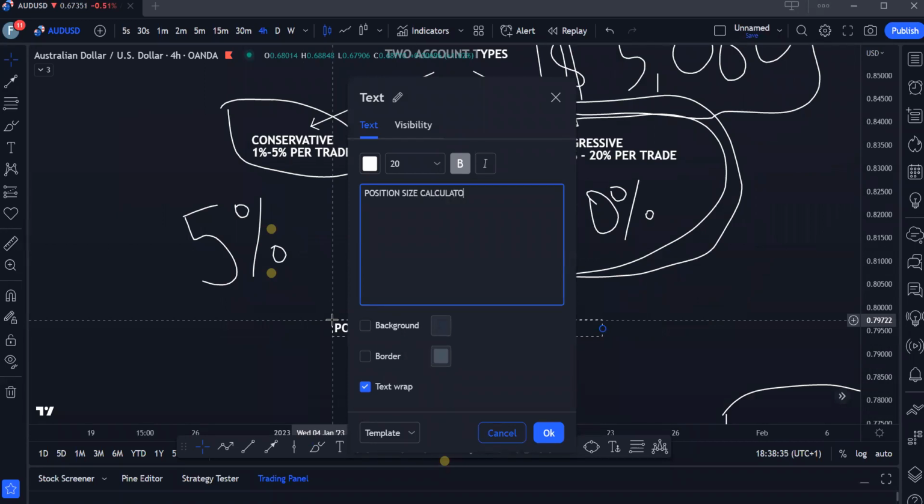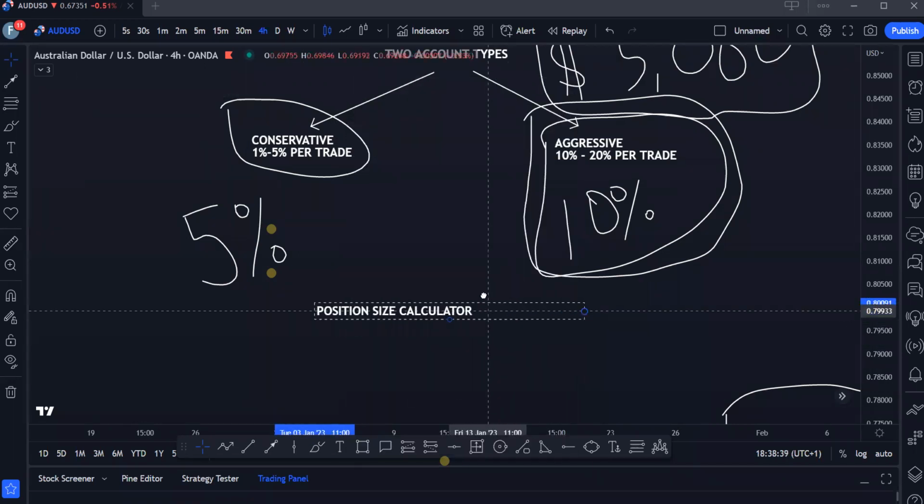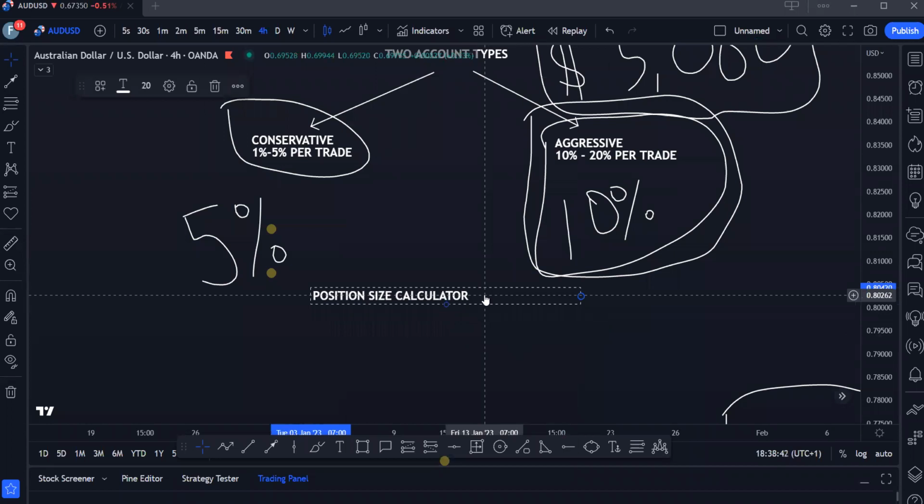Okay, position size calculator. This tool is what will help you calculate the lot size you should be using based on the risk that you choose. So let's do that real quick. You just want to go to your browser.